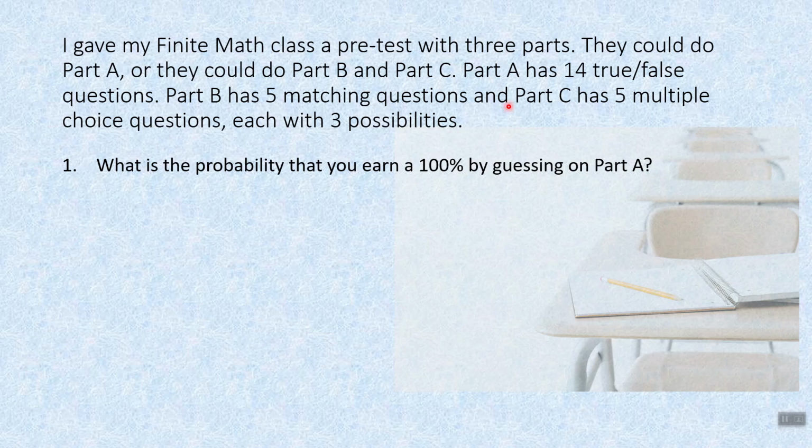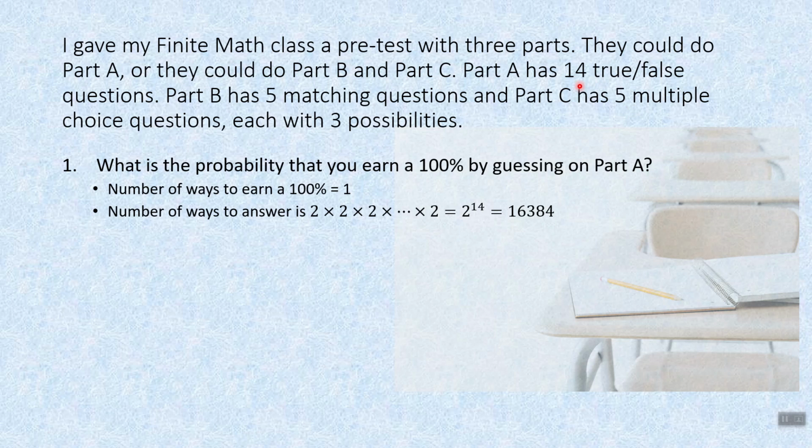Now I'm looking at this, and part A has 14 questions. Parts B and C have 10, right? So I'm thinking maybe parts B and C will be easier. Let's see. What's the probability that you earn 100% by guessing on part A? Well, we know the number of ways to earn 100% is 1. You get every single answer correct.